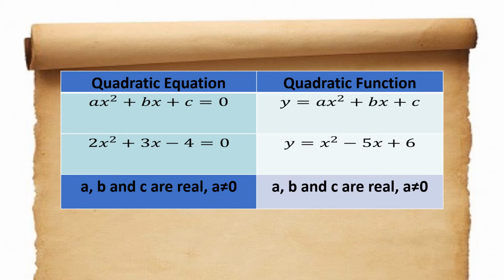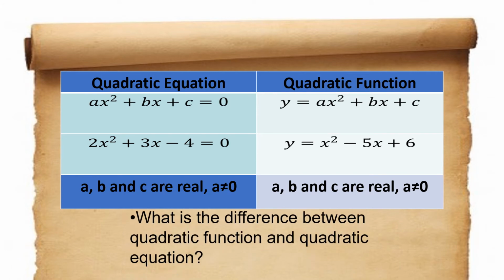So what about with quadratic function? So sa quadratic function, naging two variables na siya. Wherein sa quadratic equation, one variable. So dito sa quadratic function, y is equal to ax squared plus bx plus c. An example of that is y is equal to x squared minus 5x plus 6. So you have here the variable x and the variable y. So we are dealing with two variables, wherein a, b, c are real numbers, the same with quadratic equation. And a should not be equal to 0.